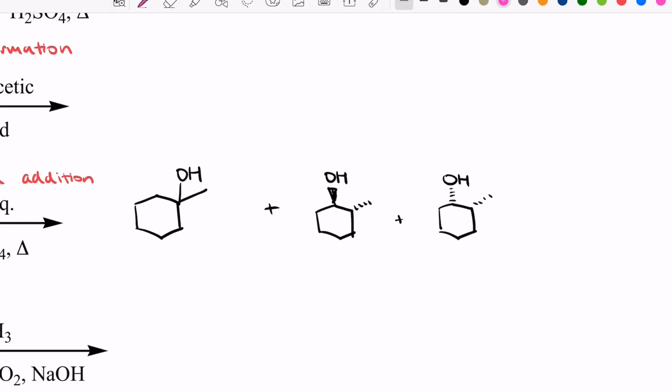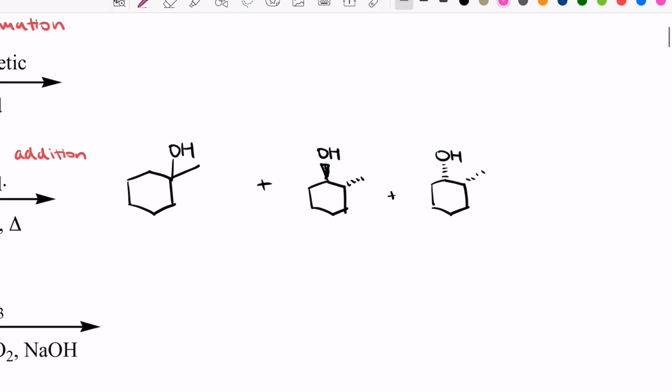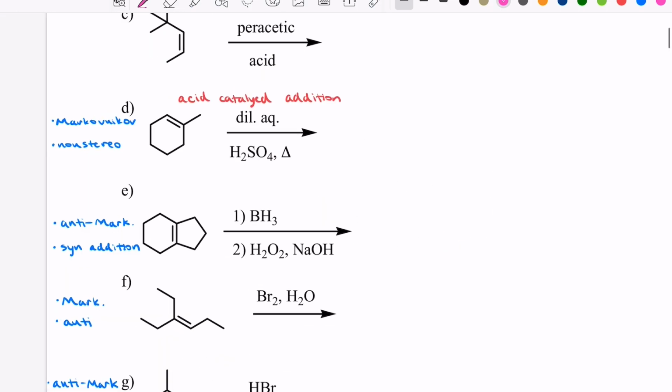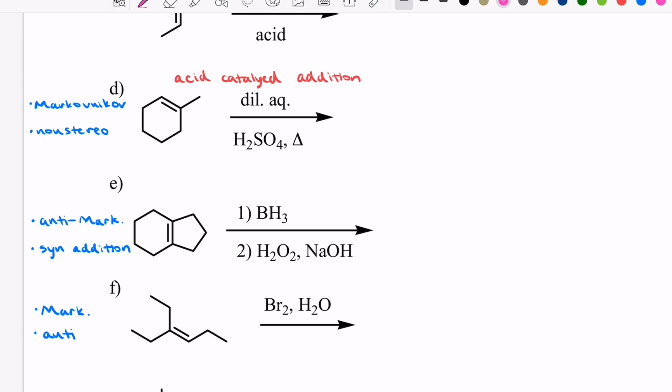But you might ask, which one is our answer? All of them are your answer, but the correct answer is this. This is your major, because your alcohol group is added on the more substituted side of that alkene. And these are your minor products. Okay, letter E. This one is called hydroboration oxidation.